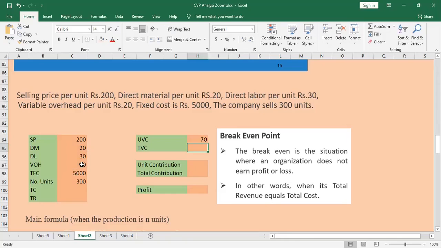Then how do you calculate the total variable cost? Easy. Since we are going to produce 300 units, we have 70 rupees for 1 unit. So 70 multiplied by 300. So we have 21,000 rupees as the total variable cost, right?